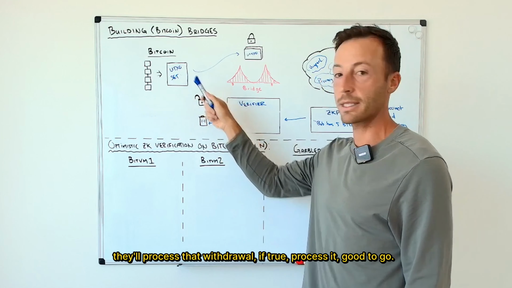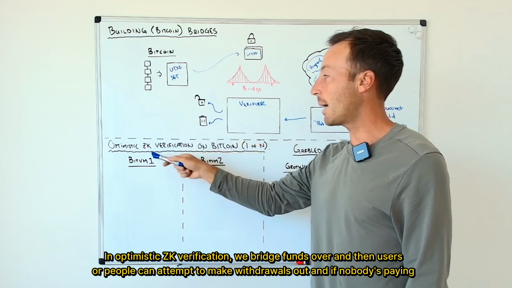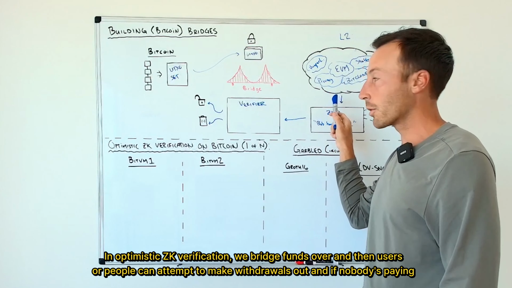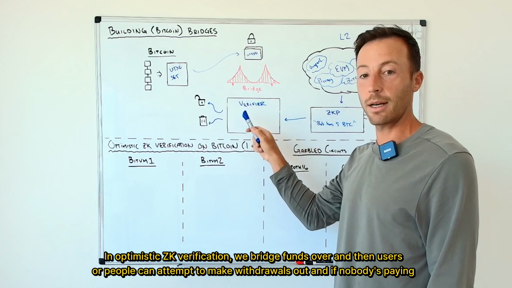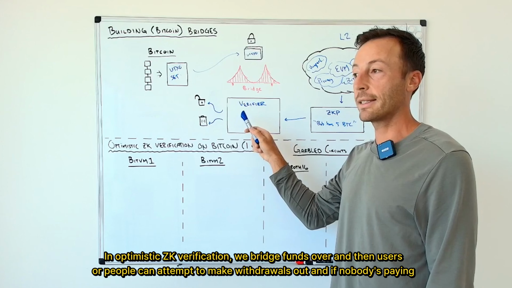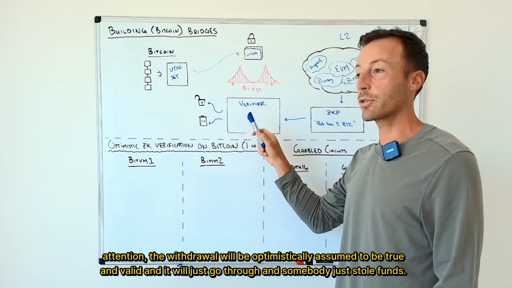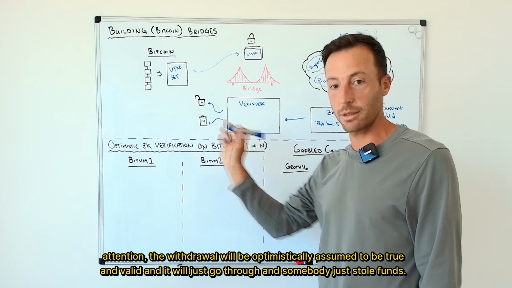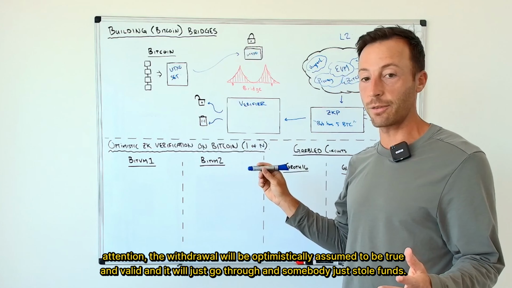If true, process it, good to go. In optimistic ZK verification, we bridge funds over, and then users or people can attempt to make withdrawals out. And if nobody's paying attention, the withdrawal will be optimistically assumed to be true and valid, and it will just go through and somebody just stole funds.